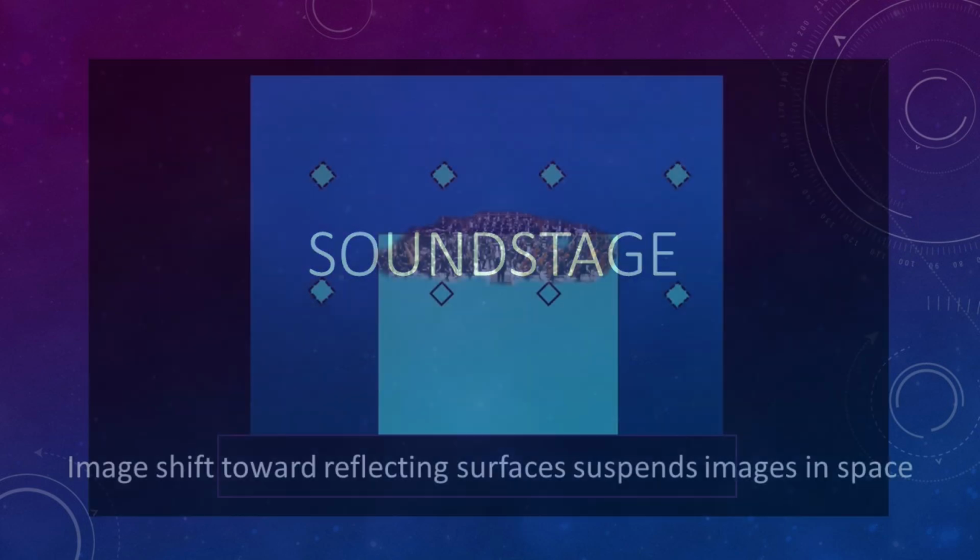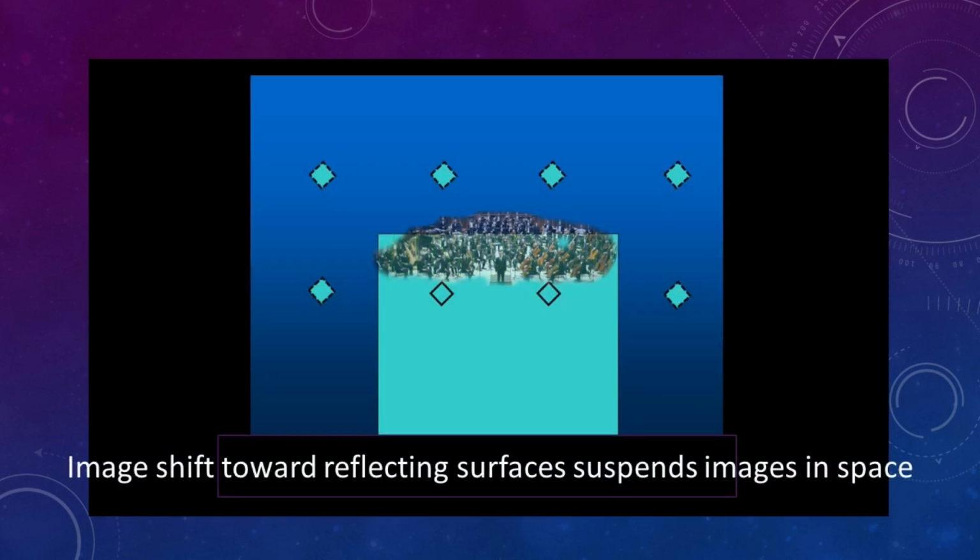When we do this, we get a harmless image shift toward the reflecting surfaces that causes the instrumental images to come from a plane behind the plane of the speakers and from wall to wall rather than just speaker to speaker. The sound comes from points in space rather than a line strung between the speakers and has greater depth and spaciousness.